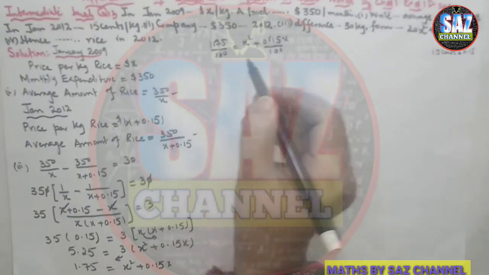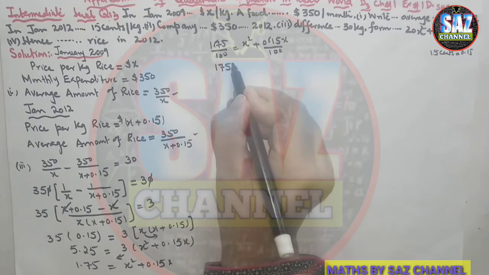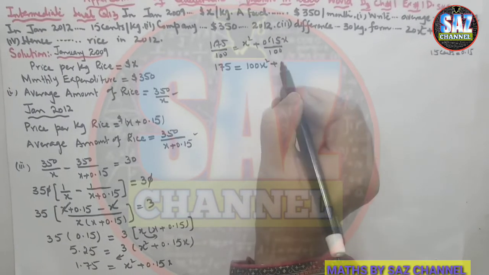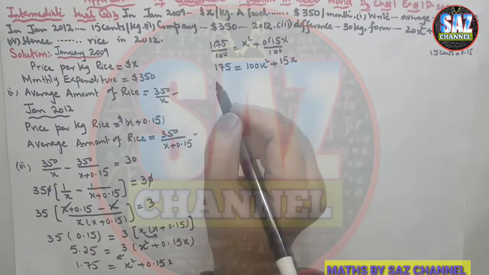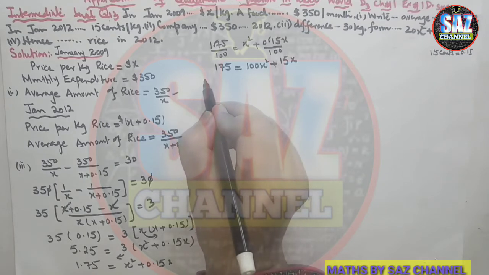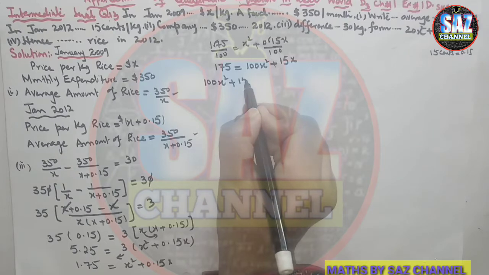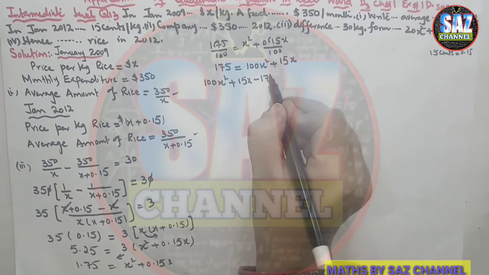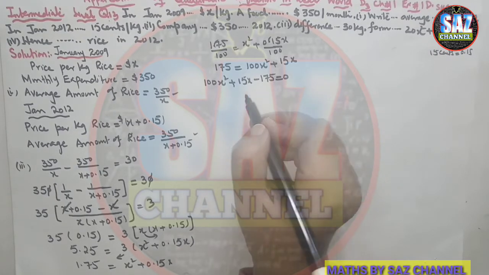And now multiply both sides of the equation by 100, and my equation will take the form 175 equals 100x square plus 15x. Now make it a standard quadratic equation by shifting the constant to the other side, and the equation will take the form 100x square plus 15x minus 175 equals 0. Now again compare it with the original equation.